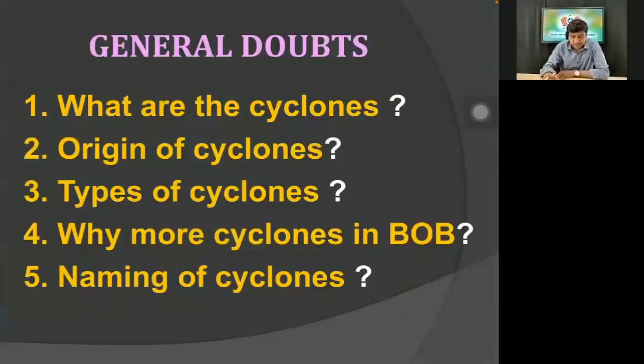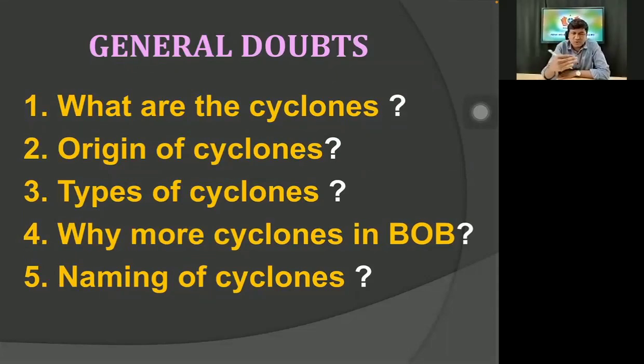Today we are going to discuss 5 important topics in this lecture. The first one is what are cyclones, second is origin of cyclones, third is types of cyclones, and the fourth point is why more cyclones originate in the Bay of Bengal as compared to the Arabian Sea. This is most important. And the last one, which is again most important, is naming of cyclones. Why we should name the cyclone, who will name the cyclone, and what are the criteria to name the cyclone. We have to discuss each and everything.